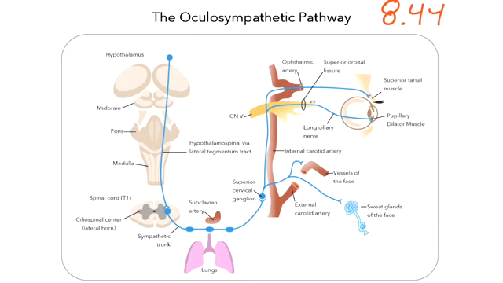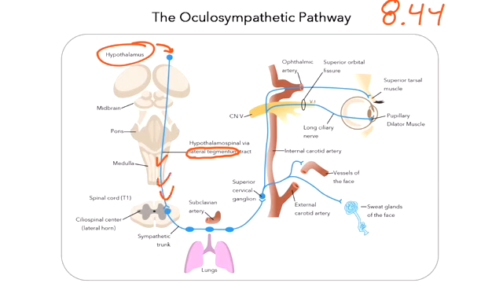As you can see, the signal starts in the hypothalamus, then it travels down the hypothalamo-spinal tract, and it uses the lateral tegmentum in the brainstem. Now it's very important that you recognize that this tract uses the lateral tegmentum in the brainstem in order to get to the spinal cord down here.